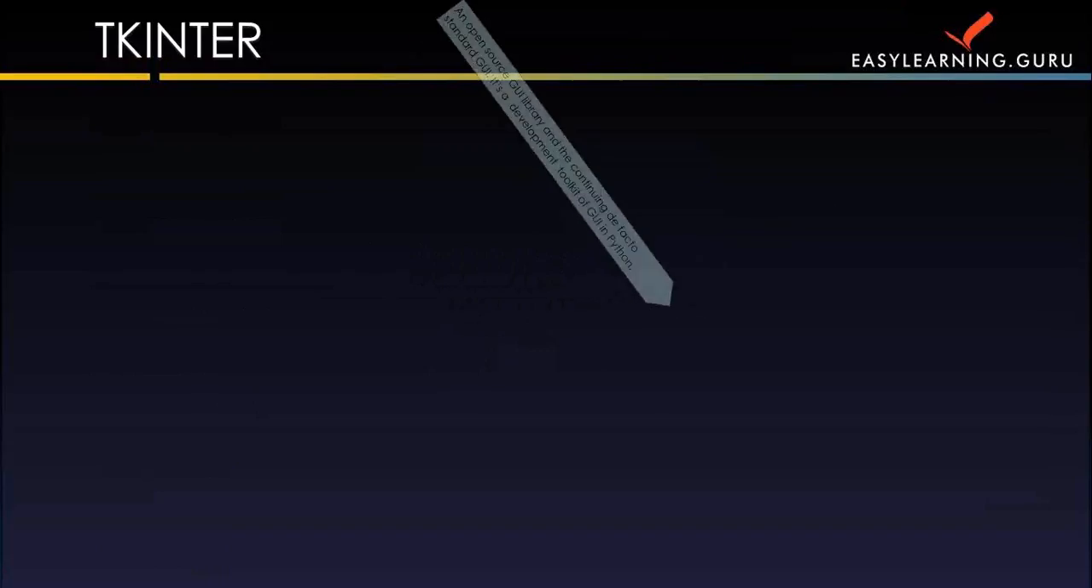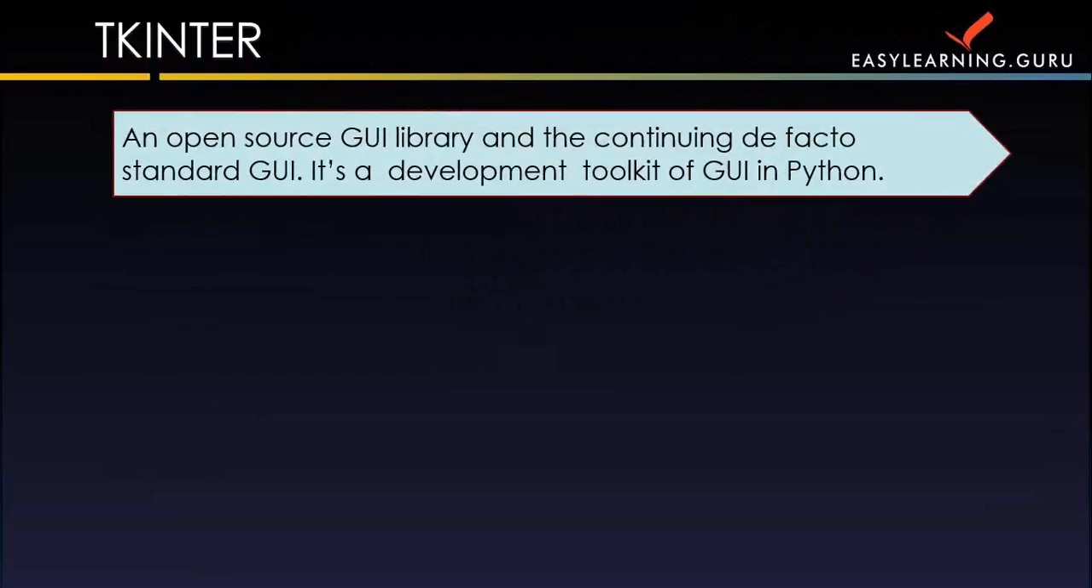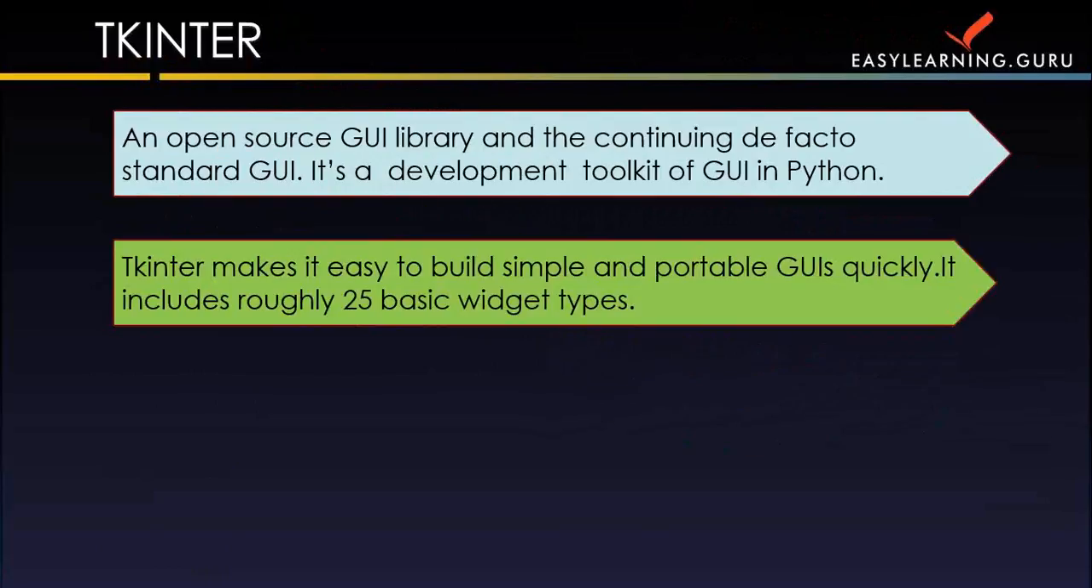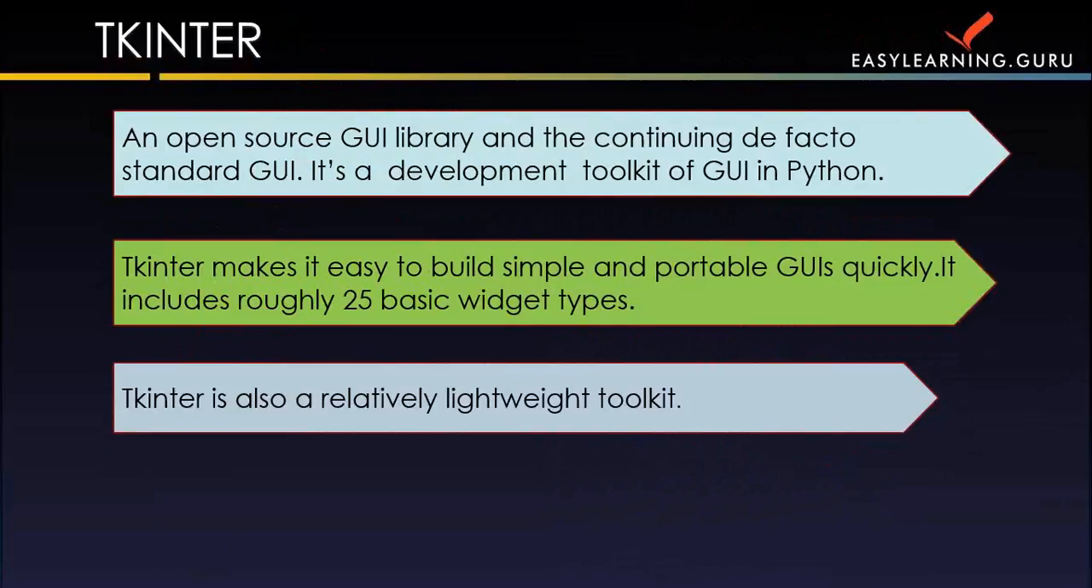Talking about Tkinter, Tkinter is an open source GUI library and a de facto standard for portable GUIs in Python. Tkinter makes it easy to build simple and portable GUIs quickly. Tkinter is just a de facto standard GUI of Python. It means that when you install Python, Tkinter automatically comes with it. You need not install it separately. So this is just like the meaning of a default browser. Tkinter can be said to be the Python binding to a GUI toolkit. Tkinter is a relatively lightweight toolkit.